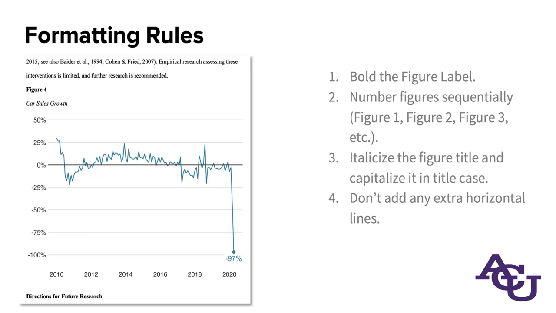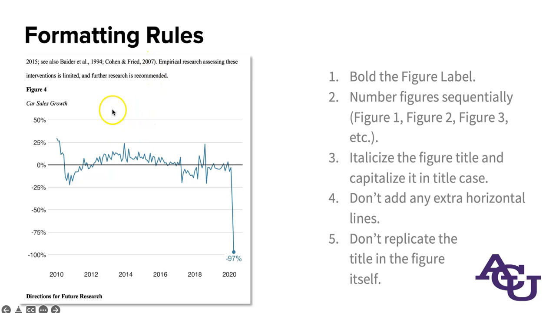And don't add any extra horizontal lines. Sometimes you'll have a program that will produce a figure with a border. In general, APA style won't put borders around that because it's considered a distracting detail. And make sure you don't replicate the title in the figure itself. So if you want to imagine if above this graph it said car sales growth in a different font, that would be redundant because we have car sales growth here already as the figure title. So it's part of avoiding unnecessary and redundant repetition. By removing those details or not adding them in to begin with, the reader can more easily focus on the important things, like the content of this graph.